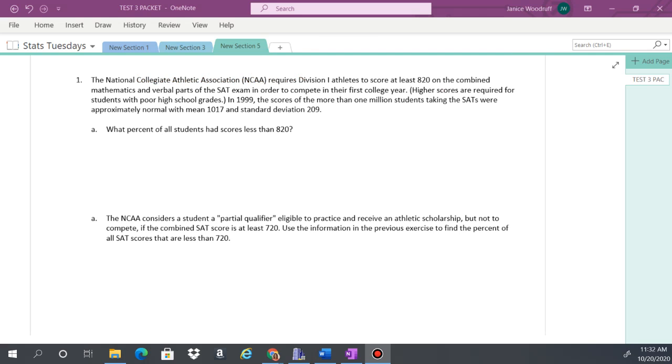Okay, it's been about 5 minutes, so. All right, so the NCAA requires Division I athletes to score at least an 820 on their combined math and verbal parts of the SAT in order to compete in their first college year. Higher scores are required with poor high school grades. So I think that is with the minimum 2.3 GPA for the NCAA, and this might be outdated. So it might be higher than that now, but I'm not quite sure.